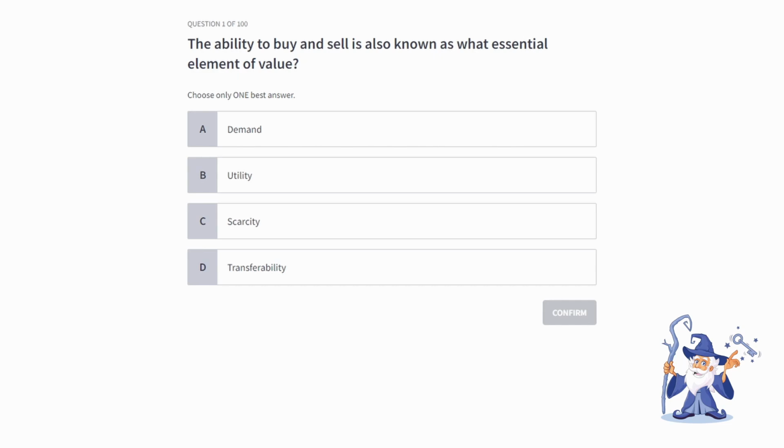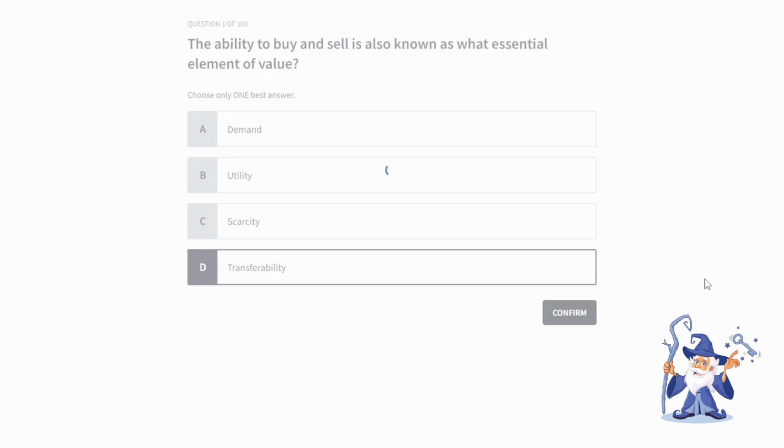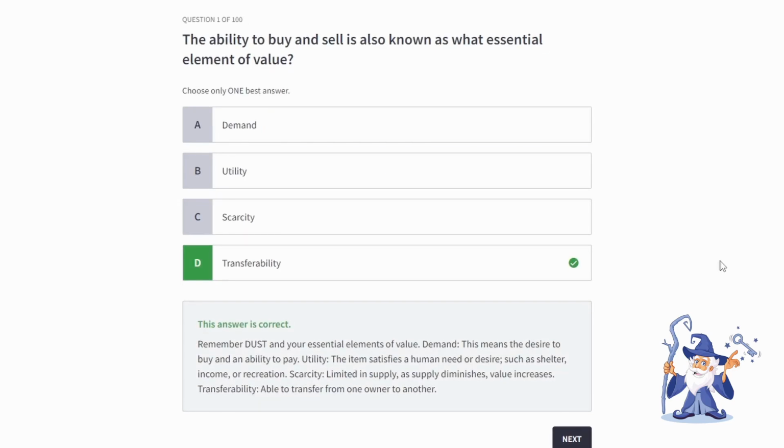Okay, hopefully you came up with your answer. If not, again, feel free to pause, no biggie. Alright, so what is the correct answer for this one? Well, it's going to be D, transferability. Remember DUST and your essential elements of value. DUST is an acronym that stands for demand, utility, scarcity, and then transferability. And obviously each one of those things means different things, which we'll get into a little bit later. But again, you need to know your essential elements of value for the real estate exam. And of course, the one that refers to buying and selling is obviously transferability.